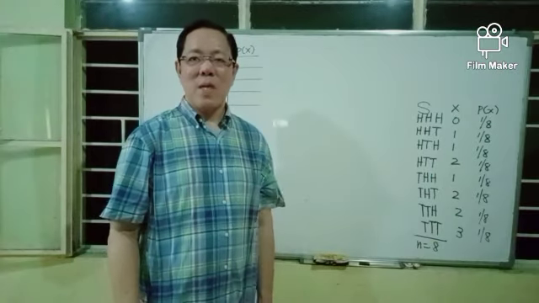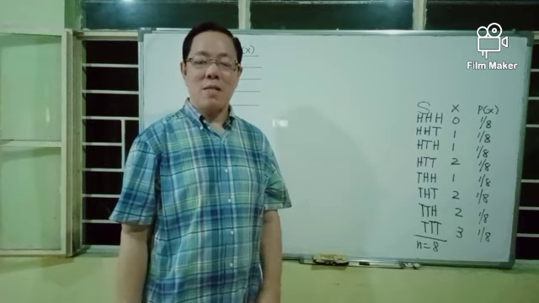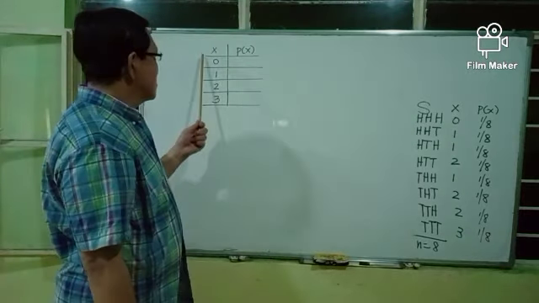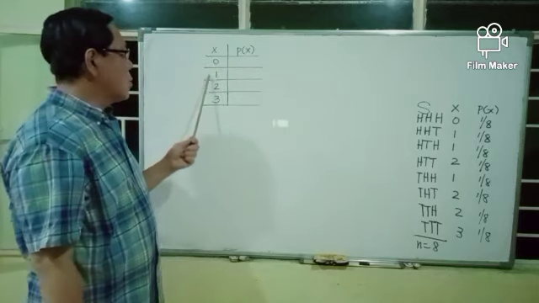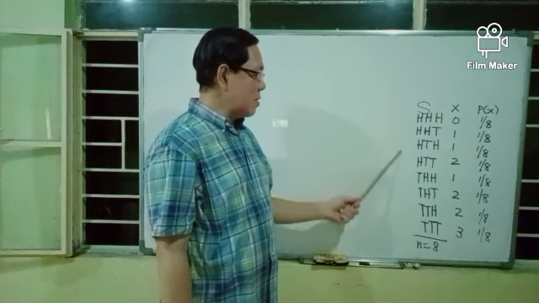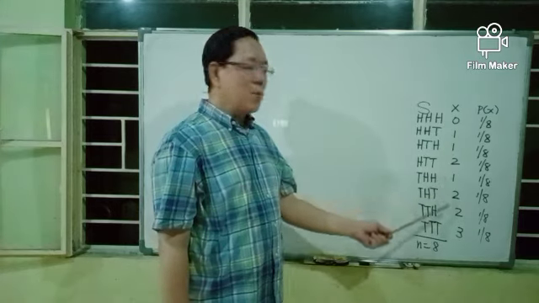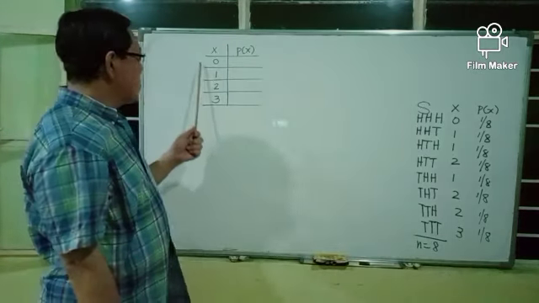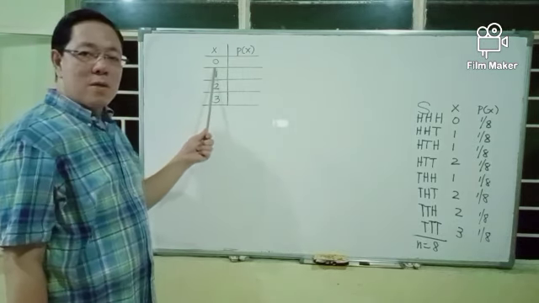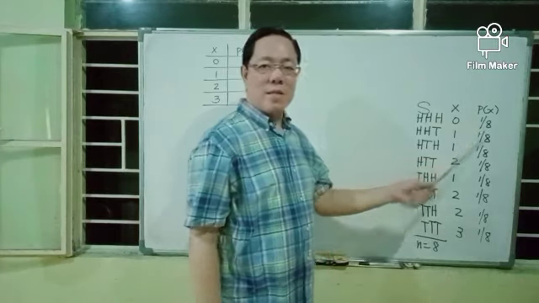We now construct the probability distribution for the discrete random variable x representing the number of tails when 3 balanced coins are tossed simultaneously. The possible values of x are 0, 1, 2, and 3, which we obtained from the tree diagram we constructed earlier. Now we find the probability of each value of x. The probability that x equals 0 is equal to the probability of this event, which is equal to 1 over 8.